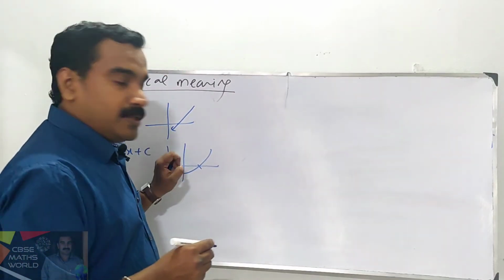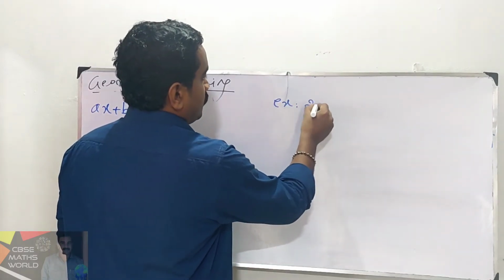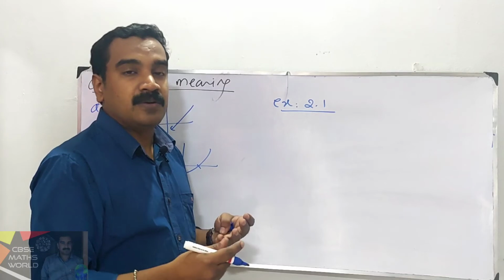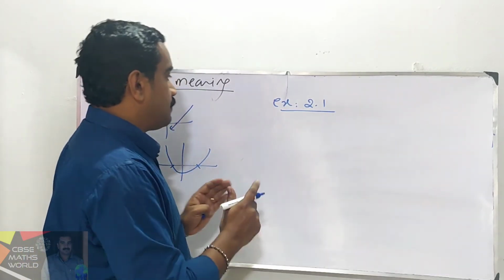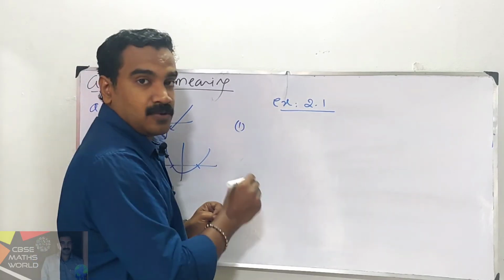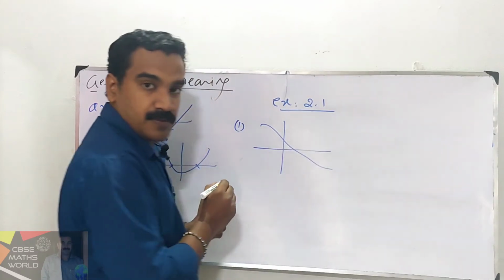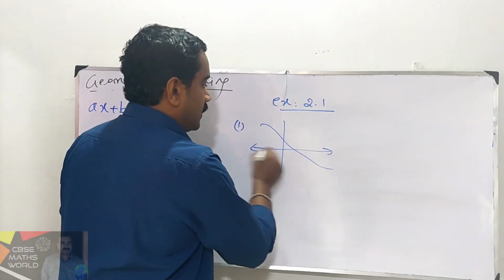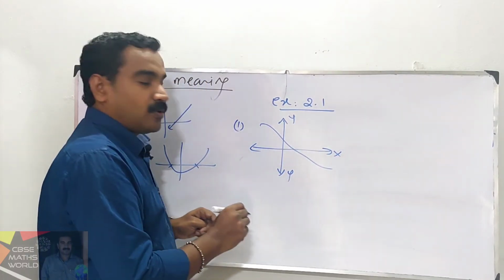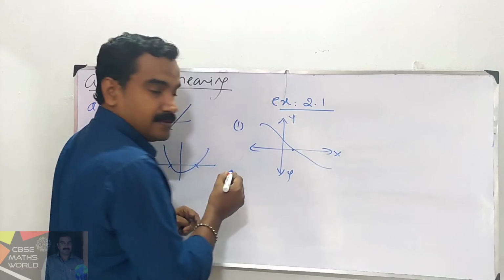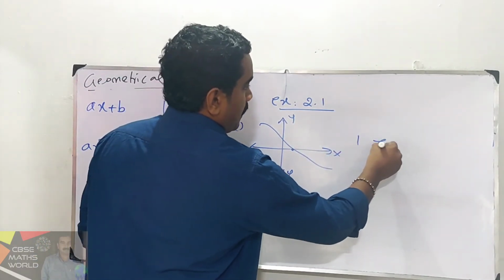So according to this, what is the first exercise? Look, the first exercise, 2.1 questions. Exercise 2.1 is a very easy question. For the board exam, you can expect one question from this part. Look, these are the questions. How many zeros? Look, this first question, how many zeros? The horizontal is the x-axis and the vertical is the y-axis. How many places does it cross the x-axis? Only one place. So how many zeros? 1 zero.